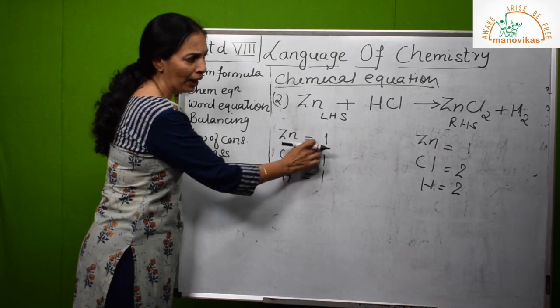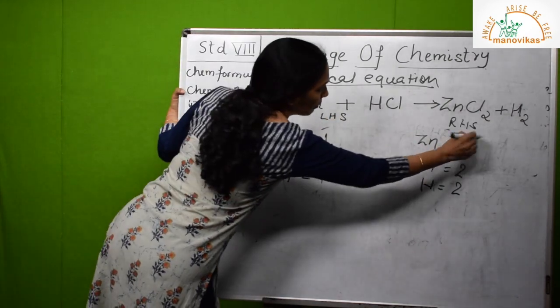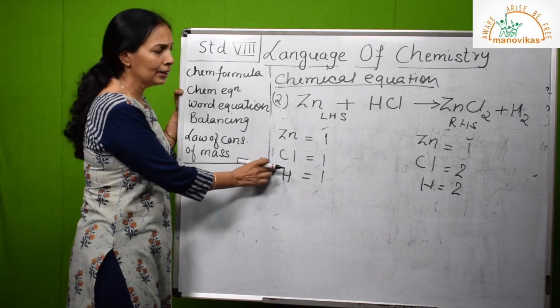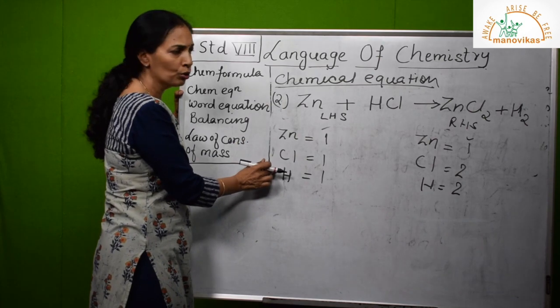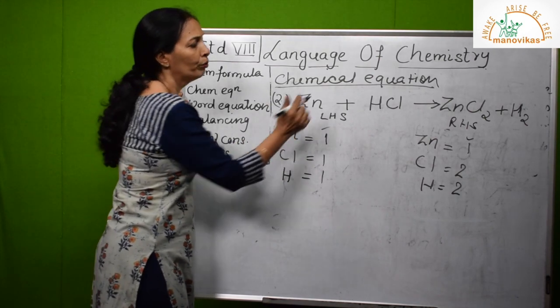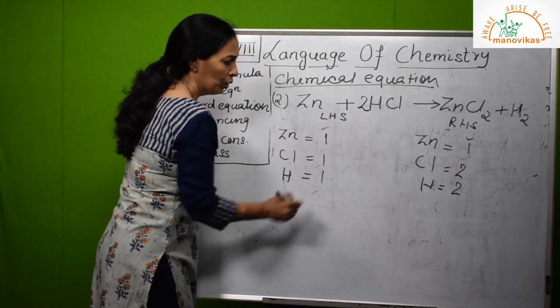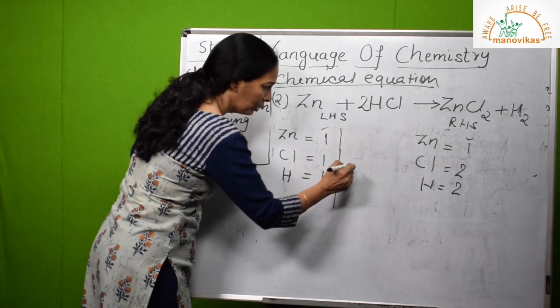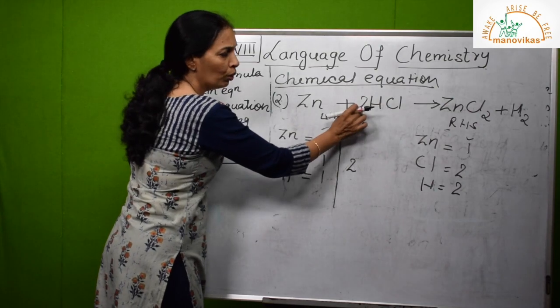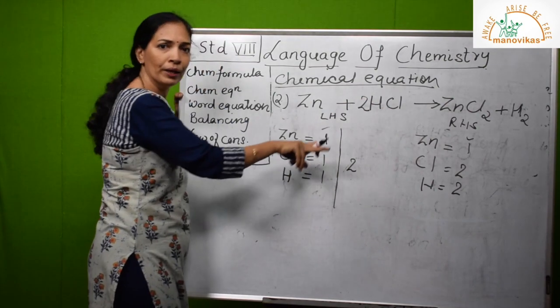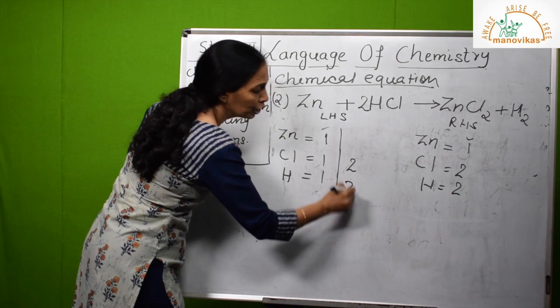Look at zinc. 1 and 1. So on both sides it is balanced. Then go to Cl. Here 1 Cl, here 2 Cl. So we have to make it 2. To make it 2, we can write a 2 over here. So what happened here? This has become 2 now. Along with that, this hydrogen has also become 2. So this will also change to 2.